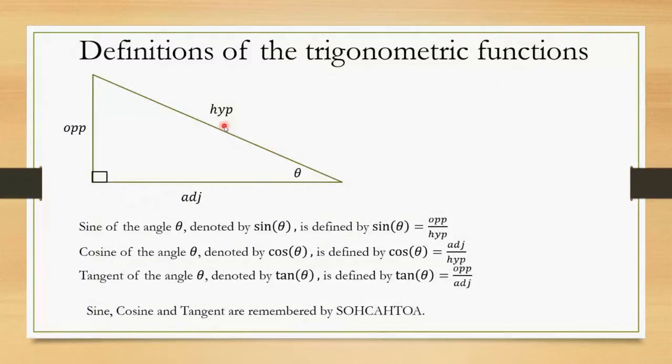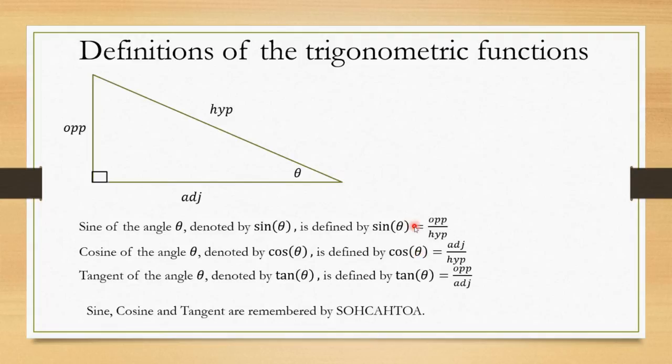Hypotenuse is the longest of the three sides. So the opposite side is smaller than the hypotenuse. That tells us sine is positive and less than or equal to 1. So if you're doing this and you get sine of theta to be a number like 2, then you did something wrong.